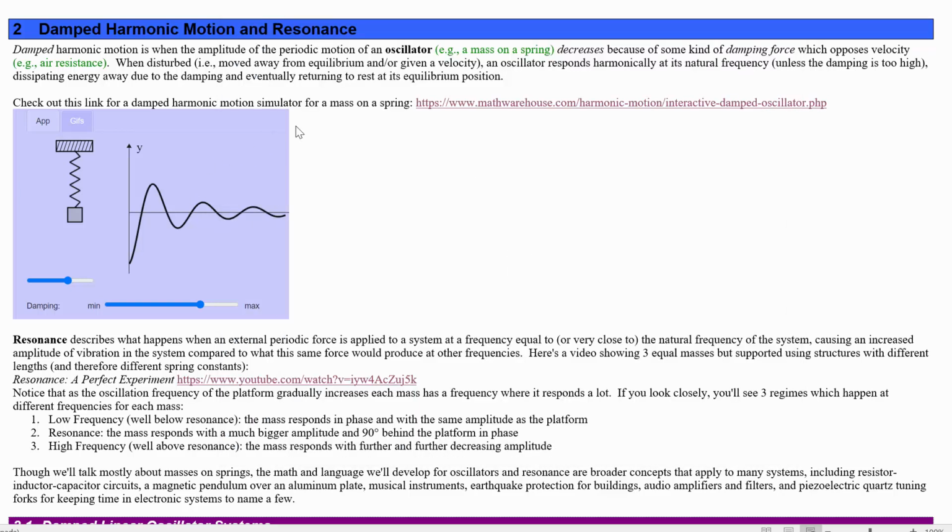So that's the first part. We're going to be concerned with understanding how damping affects the motion of an oscillator system like this. The next thing is, once we have these damped oscillator systems, we're going to be looking at how to drive them with an external force and how they respond at different frequencies. At certain frequencies, they're going to be responding with a lot more amplitude than the force that we're driving them with would have produced if it was not at resonance.